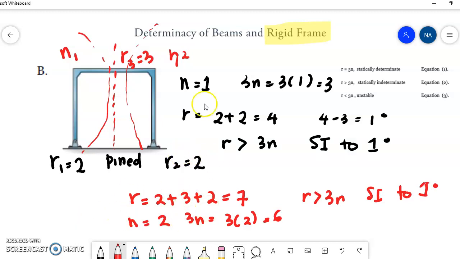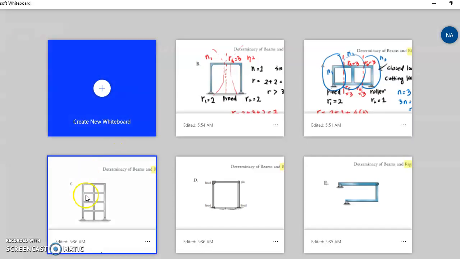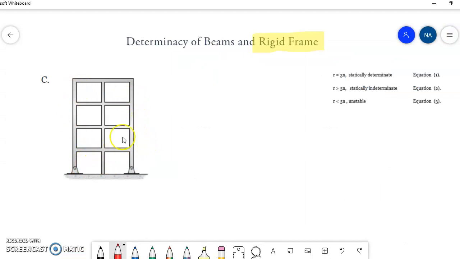I just want to show the same answer we got, but we don't need to do a cutting loop because this is not a closed loop. Okay, so let's see the next example. For this example, it's obvious that this is a multi-story rigid frame. So we need to do cutting loop. Let's see. We need to do it here, this cutting loop, and also this cutting loop.